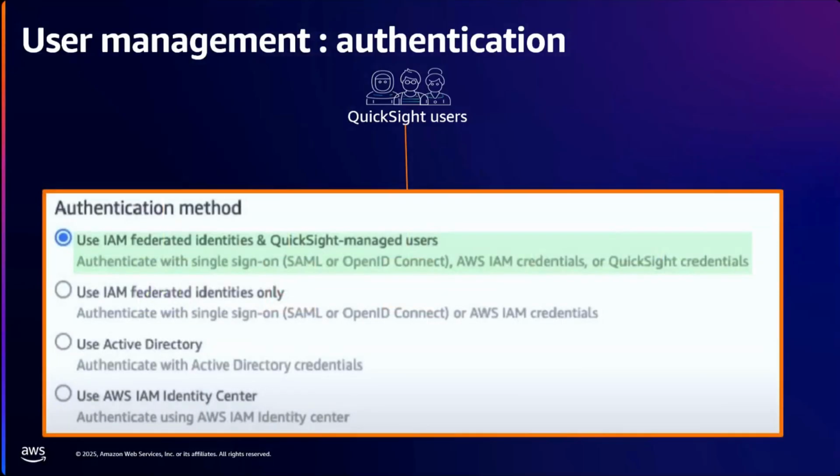When you sign up for QuickSight, as I mentioned before, these are the four options that you get as of today. You can use the federated identities along with QuickSight managed users, or just use the federated identities only, then Active Directory and the IAM Identity Center as first party. This is the screen that you see and have to choose from when you're subscribing for a QuickSight account.